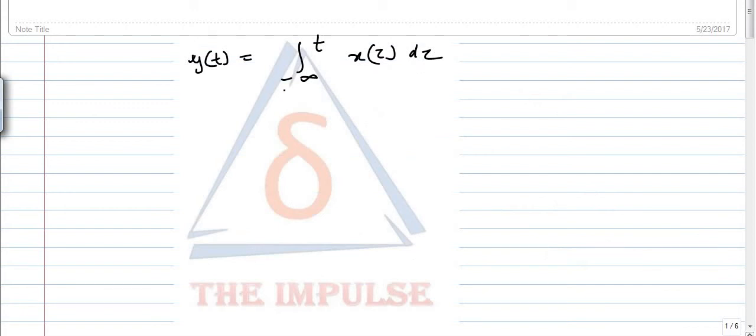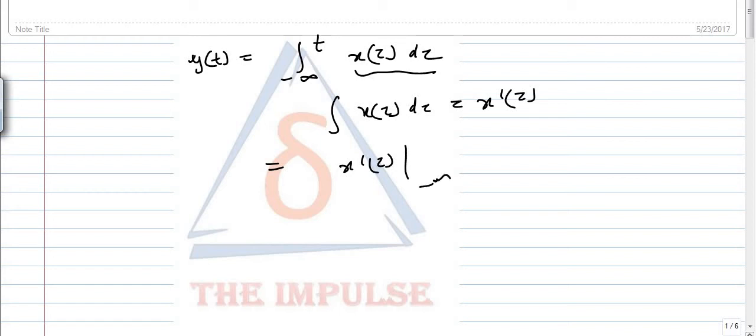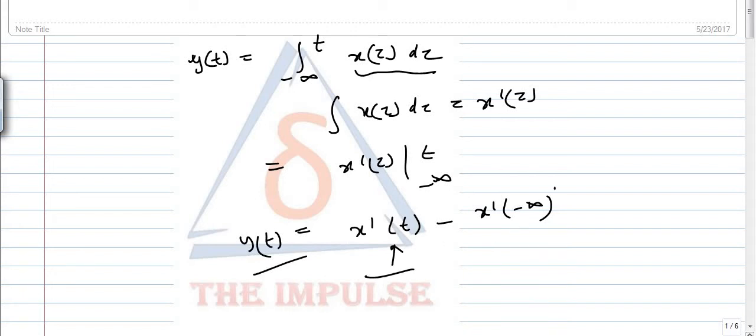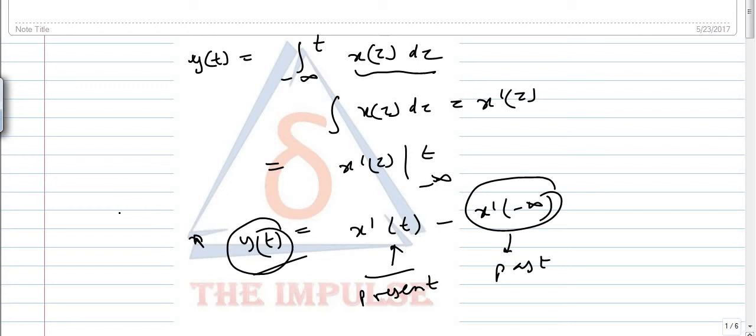Next question is y(t) equals integration of x(tau) with respect to tau, limit from minus infinity to t. Let us assume this integration of x(tau) d tau is x dash of tau. We put the limit, x dash of tau from minus infinity to t, and write something like this: x dash of t minus x dash of minus infinity. So for any present value of time t, my output depends on either the past value or the present value. So this system is causal.